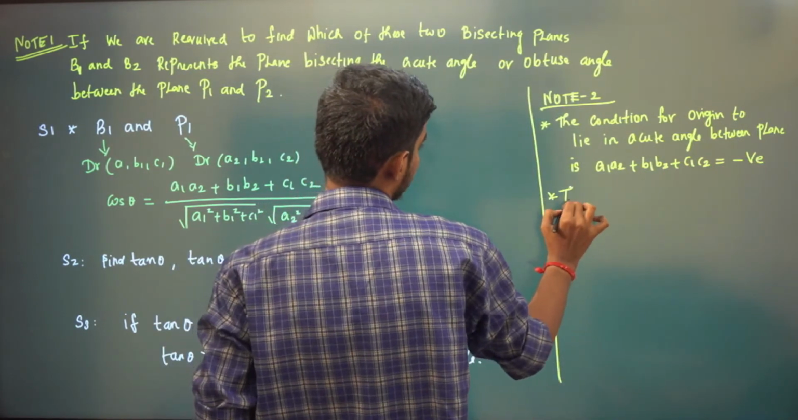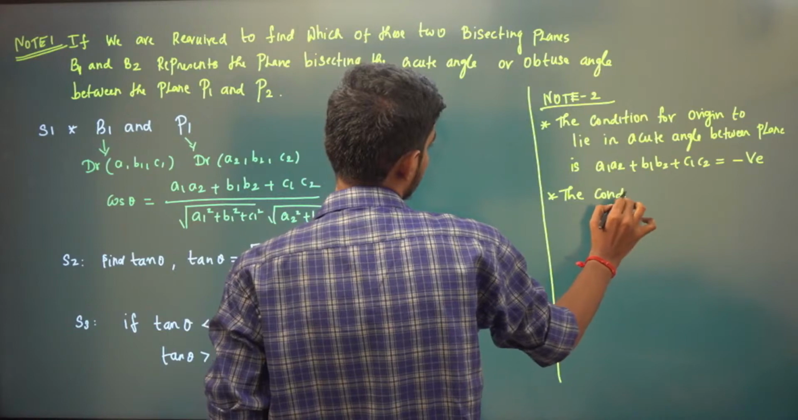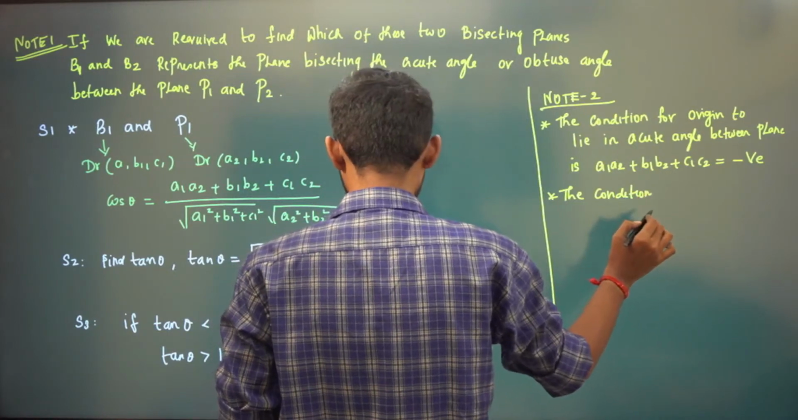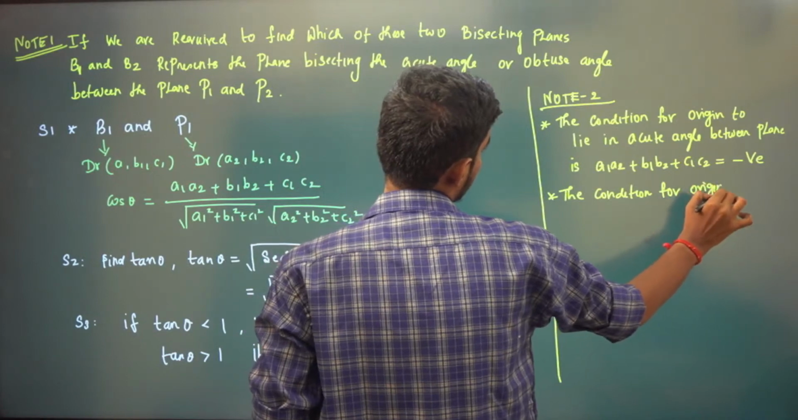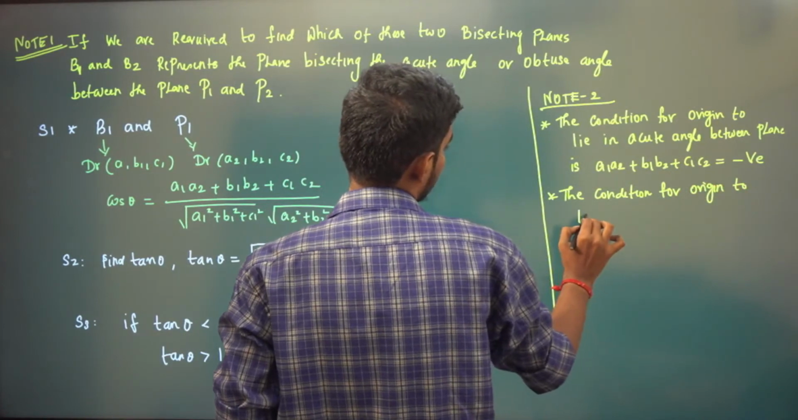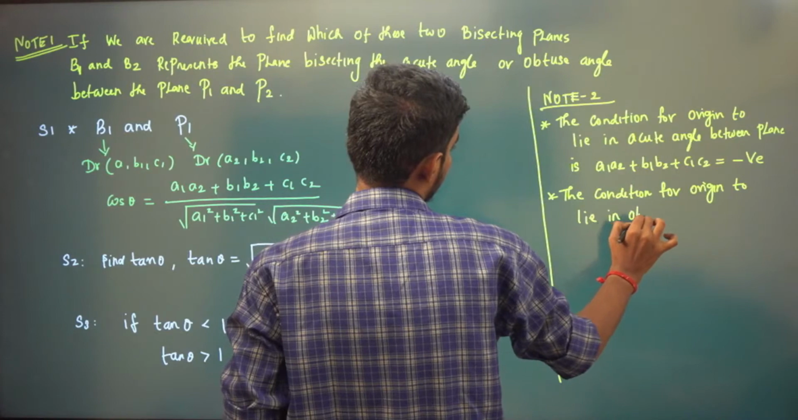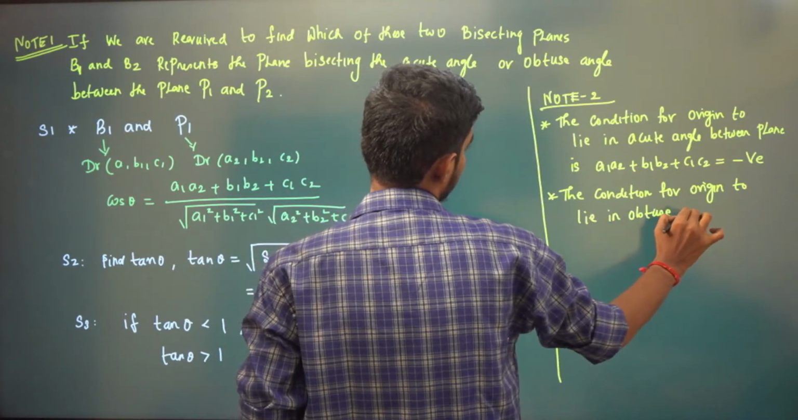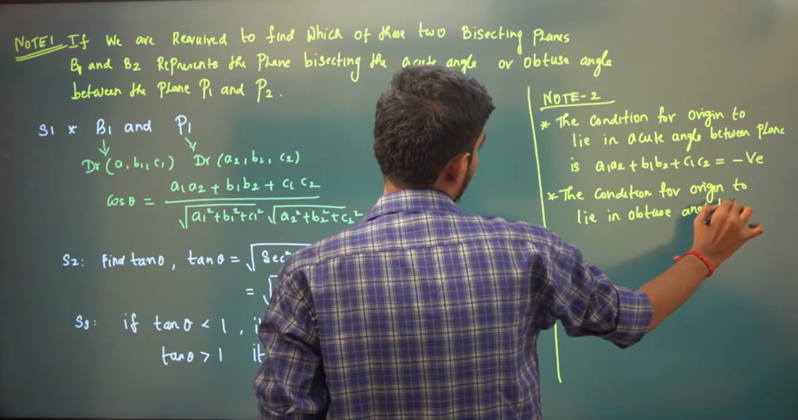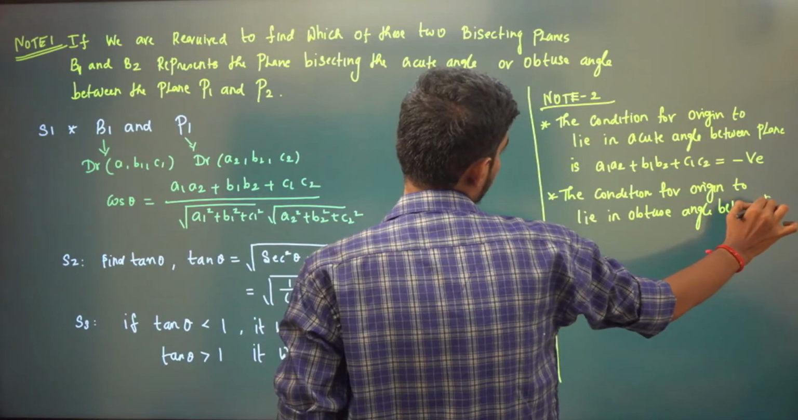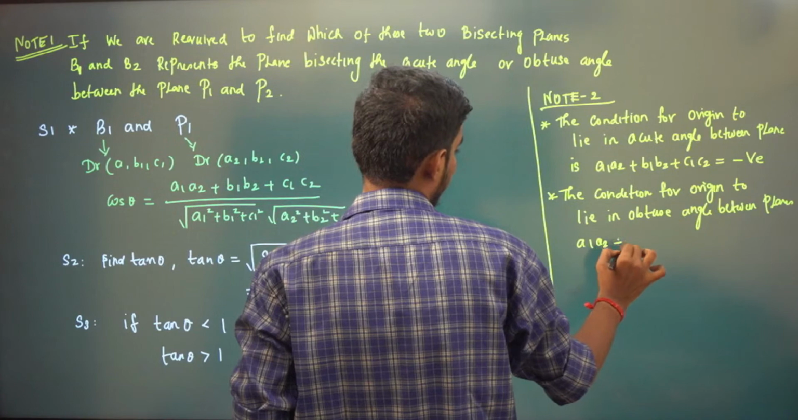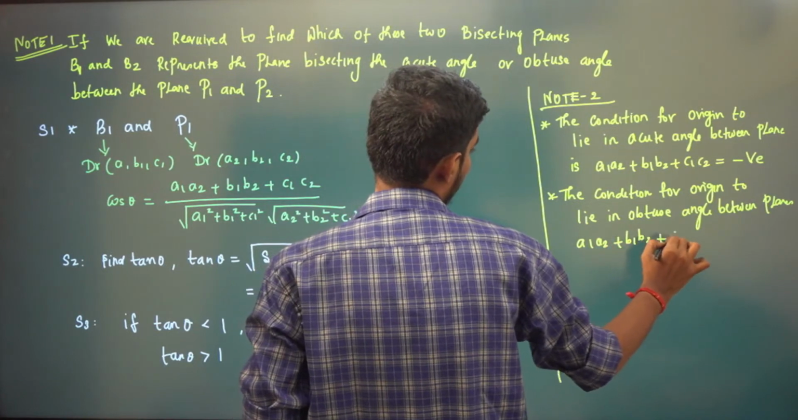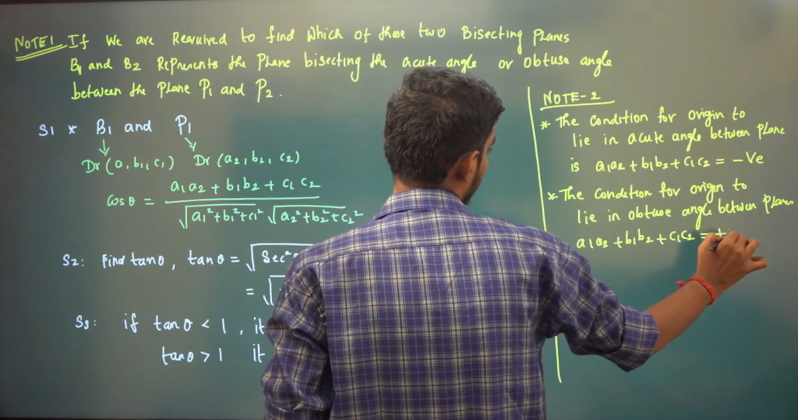The condition for origin to lie in the obtuse angle between the planes is A1 A2 plus B1 B2 plus C1 C2 is positive.